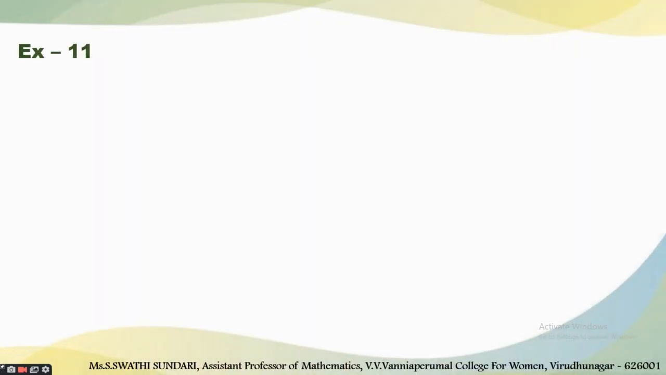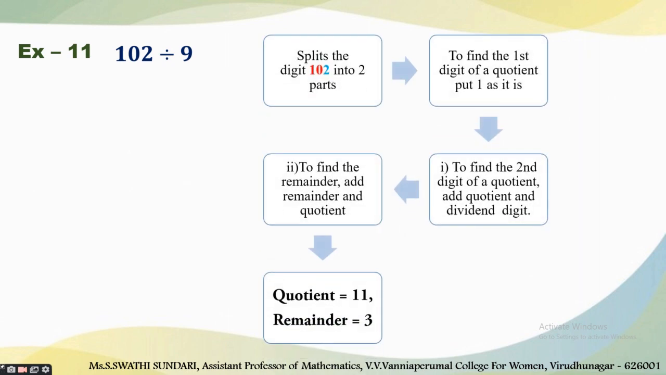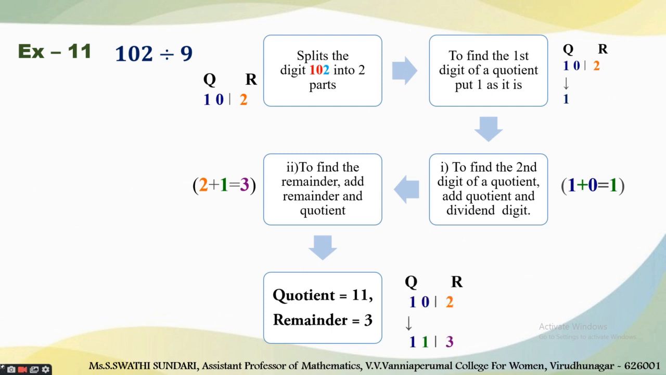In a similar way, we have to solve this example, 102 divided by 9. Here again we have to split the digits as quotient and remainder. Here the quotient is 10 and the remainder is 2. And to find the first digit of the quotient, put 1 as it is. And to find the second digit of the quotient, we add 1 plus 0, we get 1. And to find the remainder, add that second digit of the quotient to the remainder. So we get 1 plus 2, that is 3. So the quotient is 11 and the remainder is 3.